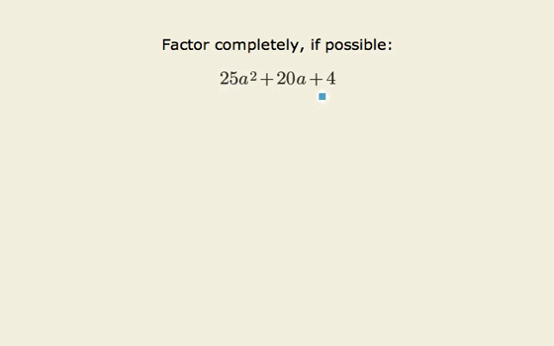So when I look at this, one way that I could try and factor is I could look at the product of 25 and 4, 100, try and find factors of 100 that added up to a positive 20. So that's one way I could do things. However, I could also notice that 25, that's something squared. That's a 5 squared. So 25a squared is 5a squared. 4, that's something squared. That's a 2 squared.